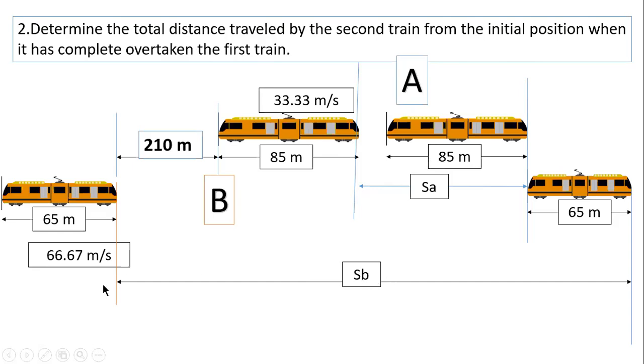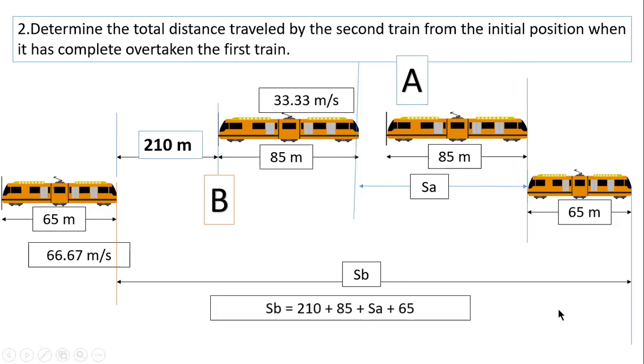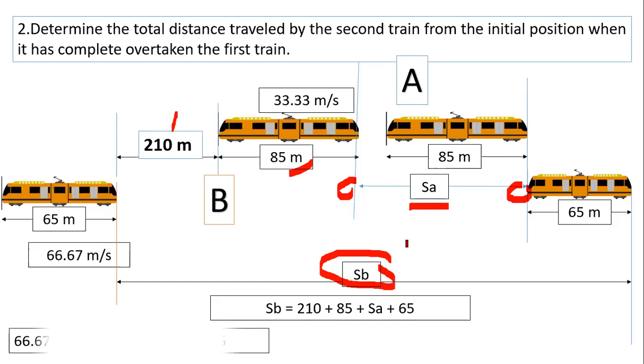As you can see here, SB, this distance, is 210 plus 85 plus SA plus 65 again. So we can have SB is equal to 210, you have 85, and then from here going to here is SA, which is just equal to 33.33 meters per second multiplied by T. And then add this 65 to make it the total distance traveled of SB.